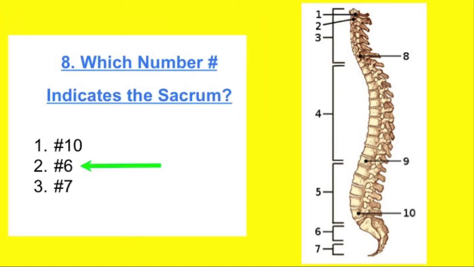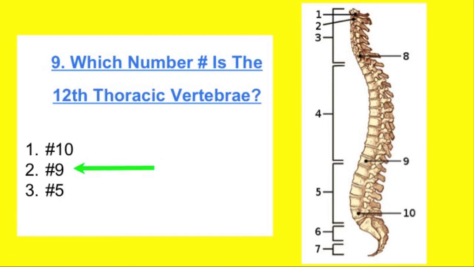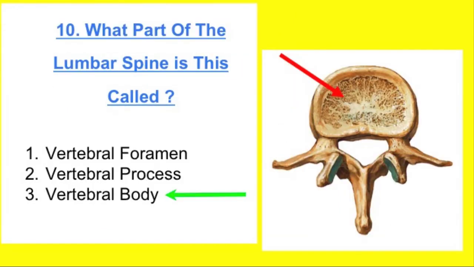Question 8. Which number indicates the sacrum? The answer is 2. Number 6. Question 9. Which number is the 12th thoracic vertebrae? Answer is 2. Number 9. Question 10. What part of the lumbar spine is this called? The answer is 3. Vertebral body.